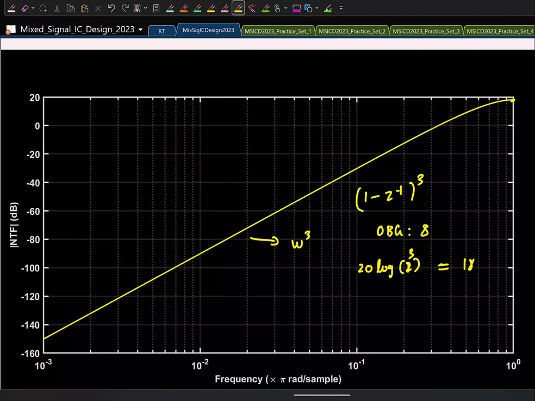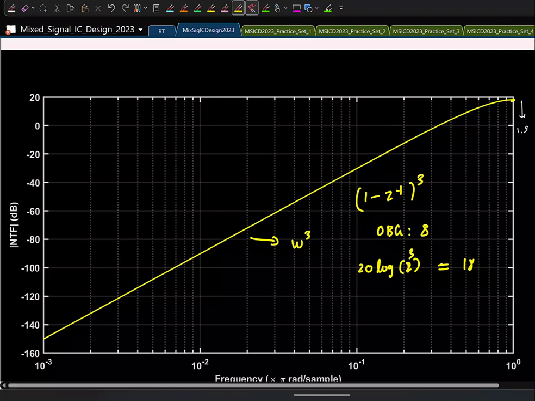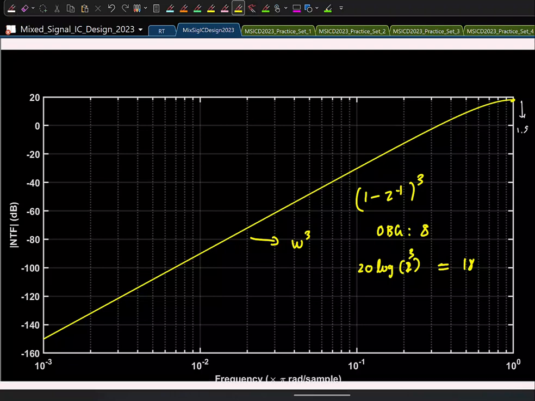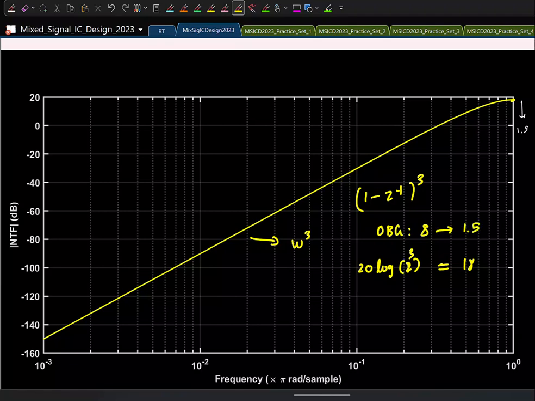Okay. Now my goal is to reduce this to 1.5, right? 20 log 1.5. That's what I want to do. So now tell me, I want to reduce the out of band gain from 8 to 1.5, but what do I want the low frequency behavior to be? Do I wish to change the low frequency behavior or no? I don't want to change the low frequency behavior. I still want this to go as omega cubed, because that's what gave us the third order noise shaping.